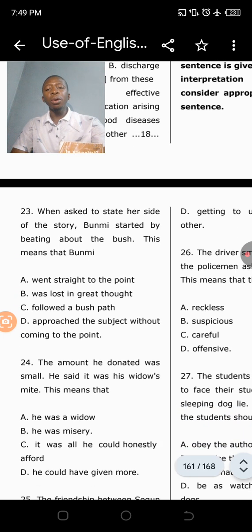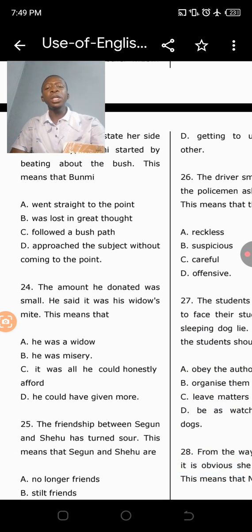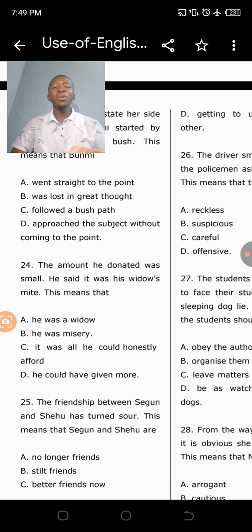Now, the next question. The amount he donated was small. He said it was his widow's mite. This means that A, he was a widow. B, he was miserly. C, it was all he could honestly afford. And D, he could have given more. Now, a lot of people, particularly those from the Christian faith, will be familiar with the word widow's mite, when you link it to the story of the widow who gave her all.